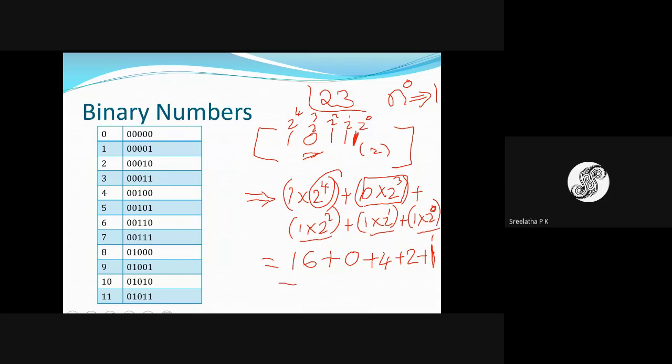Okay. Now do the summation of this. How much do you get? 16 plus 4 is 20. 20 plus 2, 22 plus 1 is 23. So it is 23 to the base 10, that means the decimal value. Correct. So if you have a decimal value, you have seen how to convert into binary by doing the division. And if you have a binary number, it can be converted to decimal by using this method. All of you note down this procedure.